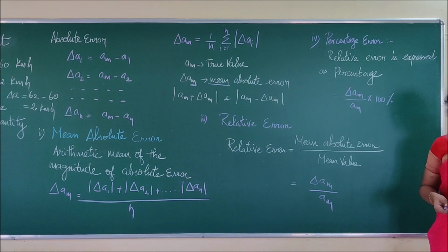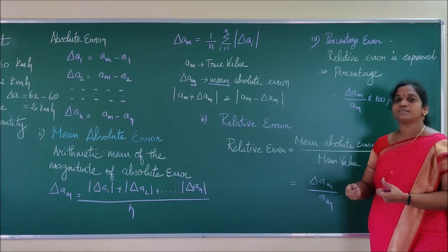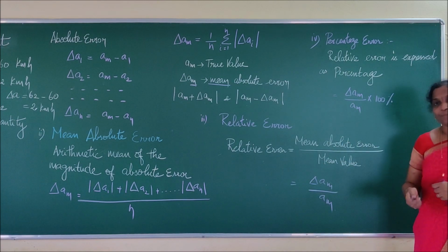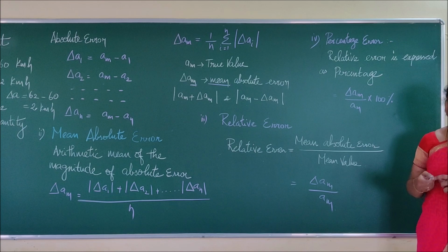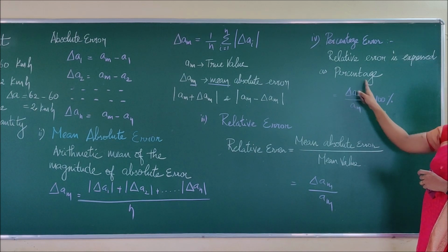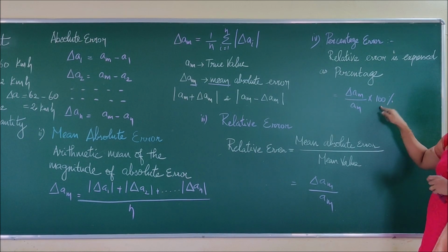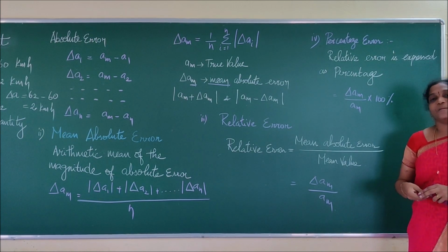What is percentage error? We are going to represent the relative error in terms of a percentage. Then that type of error is said to be a percentage error. So the formula is del AM by AM into 100. That represents the percentage error.